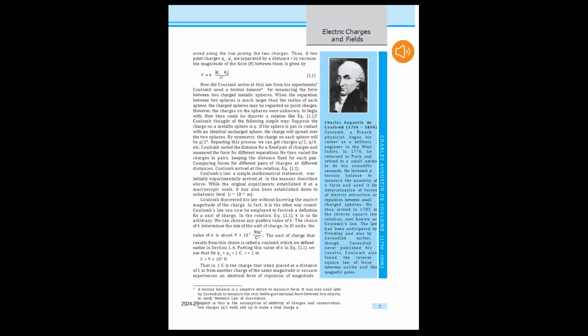Putting this value of k in equation 1.1, we see that for q1 equal to q2 equal to 1 coulomb and r equal to 1 meter, F is equal to 9 × 10^9 newton. That is, 1 coulomb is the charge that, when placed at a distance of 1 meter from another charge of the same magnitude in vacuum, experiences an electrical force of repulsion of magnitude 9 × 10^9 newton.